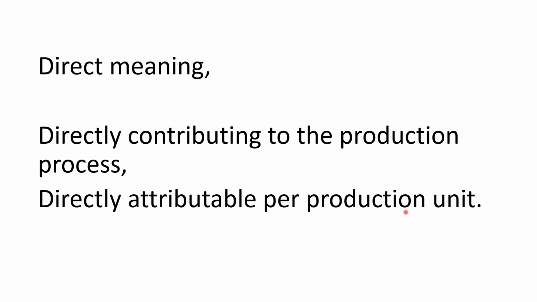Even rent: you need to pay rent to have a factory and make the goods, and it's very important. But you can't say, I'm spending 300 rupees on rent to make one chair. It cannot be directly attributable per production unit. So that's what you mean when you say direct cost and indirect cost.